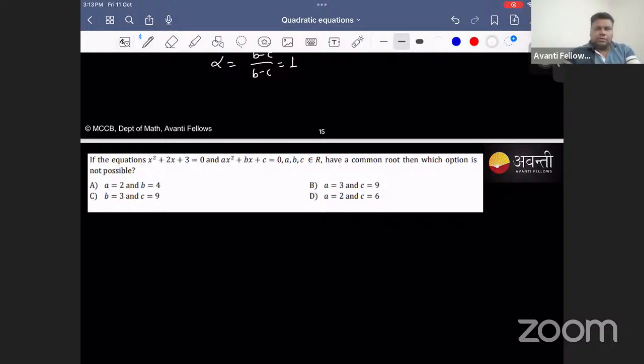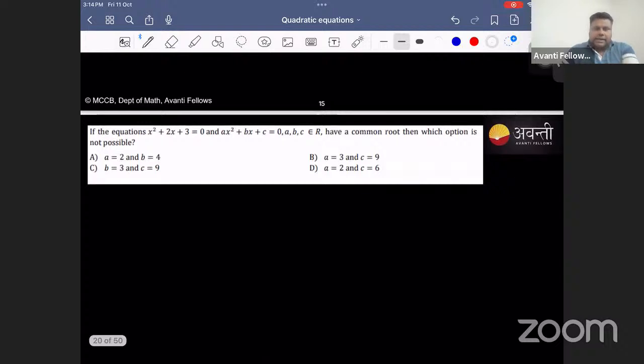So yesterday in the end we were doing the common roots, the condition for common roots. Now there is a question. If the equation x square plus 2x plus 3 equal to 0 and ax square plus bx plus c equal to 0, a, b, c belong to R, have a common root, then which of the following options is not possible? Do you realize anything particular about this equation?